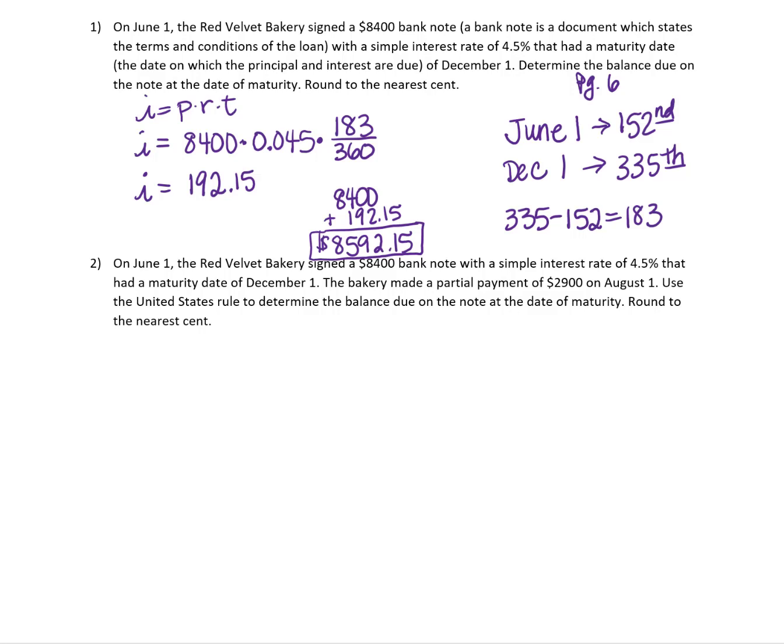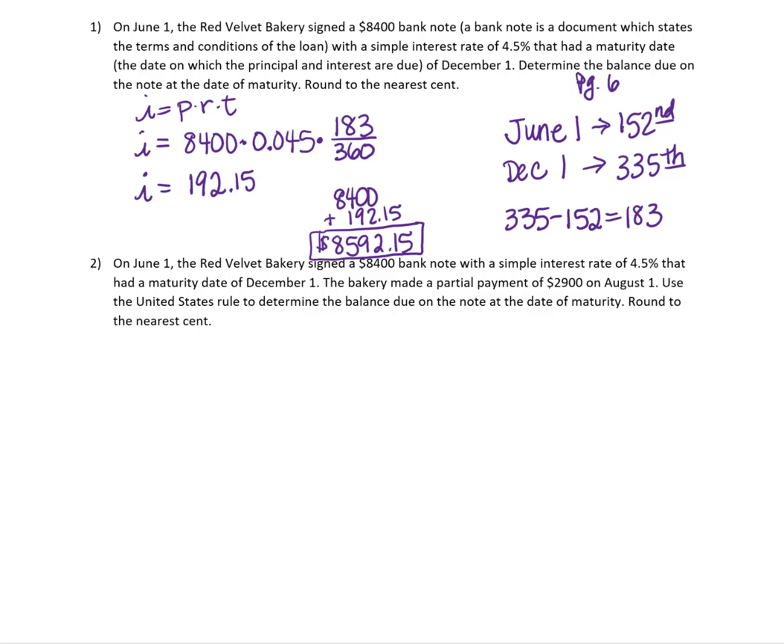The United States rule says that if a partial payment is made on the loan, interest is computed on the principal from the first day of the loan until the date of the partial payment. Then the partial payment is used to pay the interest first, and then the rest of the payment is used to reduce the principal. The balance due on the date of maturity is determined by computing the interest due from the partial payment and then adding that interest to the unpaid principal.